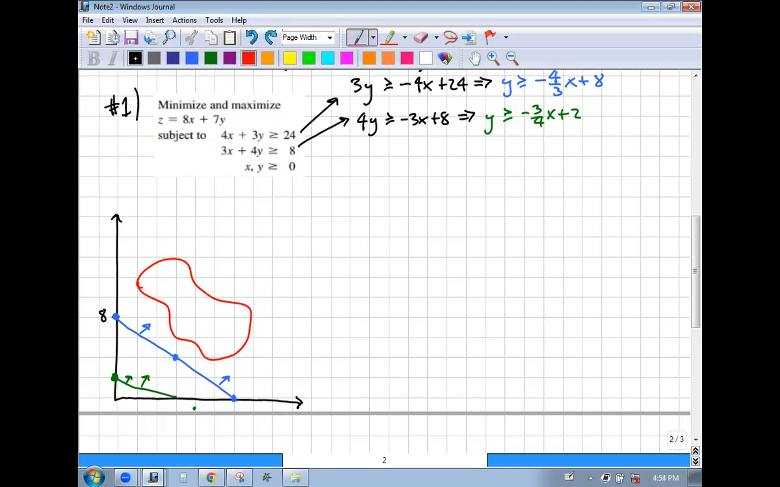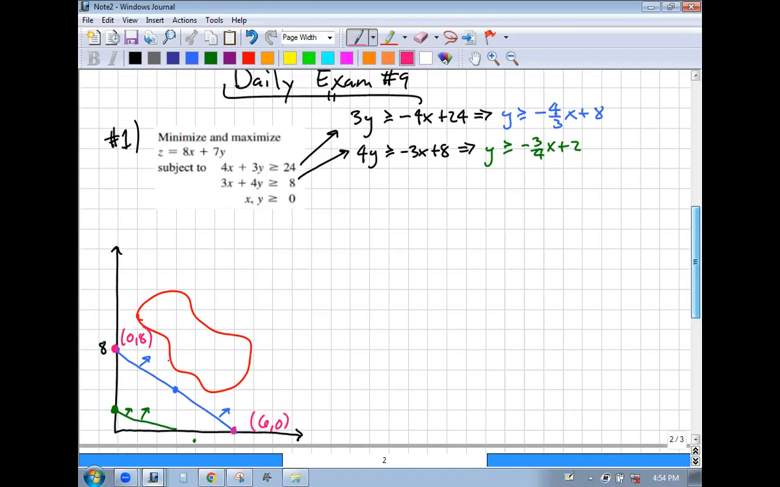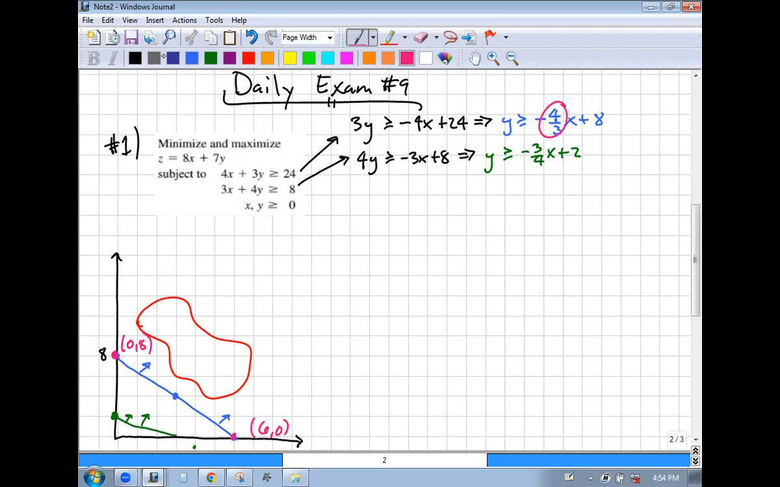Let's look at our z value here. So we have two corner points. These are easy. See, this one is 1, 2, 3, 4, 5. This is 6, 0. This point here is 0, 8. The slope of this blue line is like that.